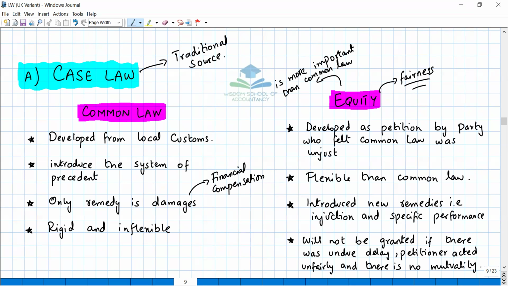How can one get an equity? Equity was developed as a petition by a party who felt common law was unjust. Petition means a request for judicial action, a formal request. Is common law no longer used, or are both still used? No, it's adapted to equity.